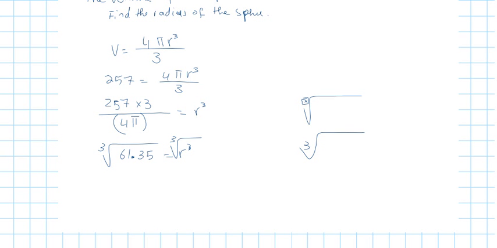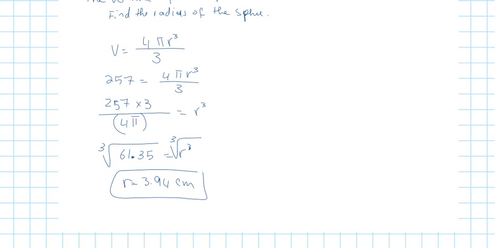The cube root is... That's fine. You'll have a more accurate answer. When I did that, I did it wrong. So what do we get for this? The cube root is... What is it? 3.94. And that's going to be centimeters. Okay? Questions?